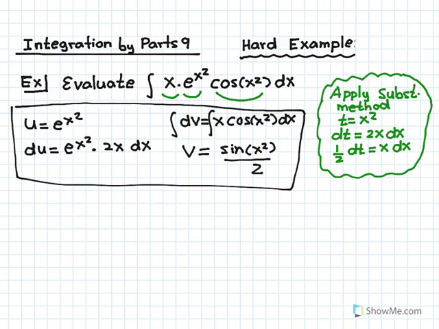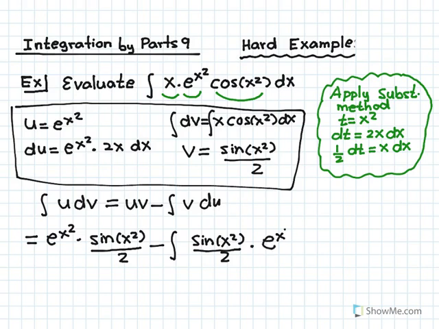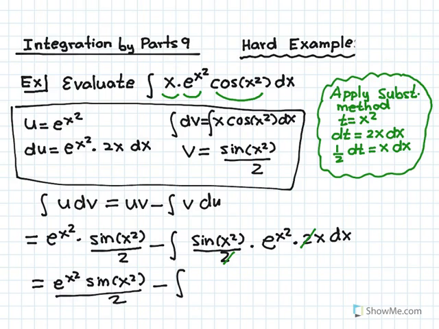Alright, so what we have is u times v. We're going to apply the integration by parts formula. Integral u dv is equal to uv minus integral v du. So we have u times v, that's e to the x squared times sine of x squared divided by 2, minus the integral of v, that's sine of x squared divided by 2, times du, that's e to the x squared times 2x dx. We can see how the 2 cancels out, and we will get e to the x squared sine of x squared divided by 2, minus the integral of x e to the x squared sine of x squared dx.